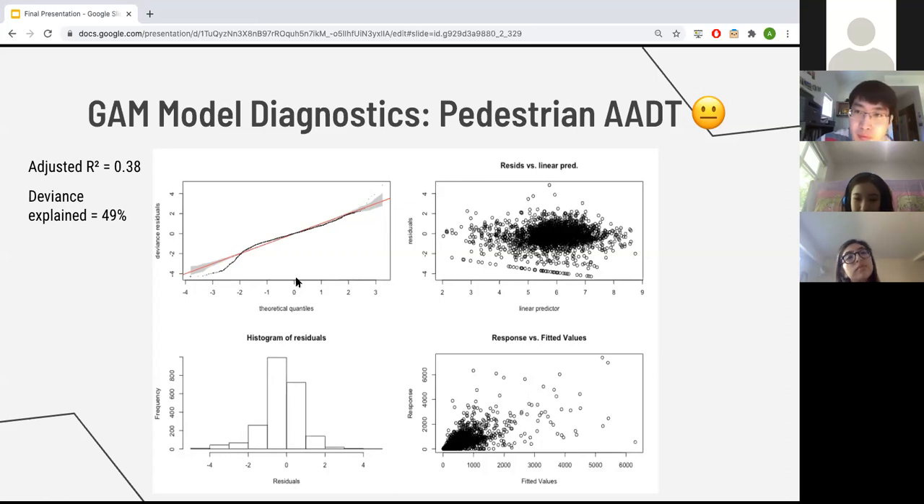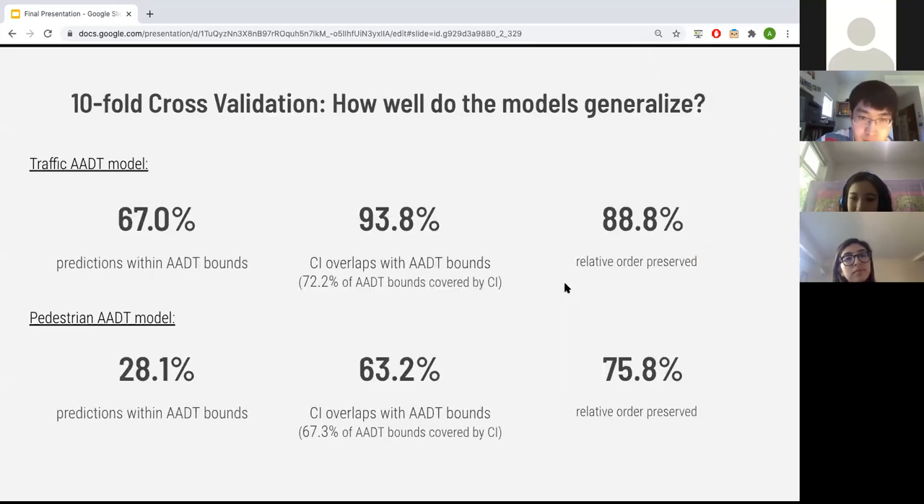We've briefly looked at how well the model fits the existing data, so if you can go to the next slide, please. This slide shows how well the model generalized to unseen data.